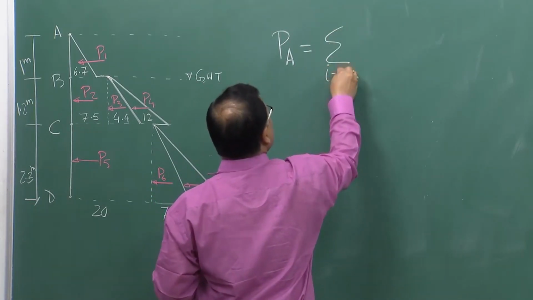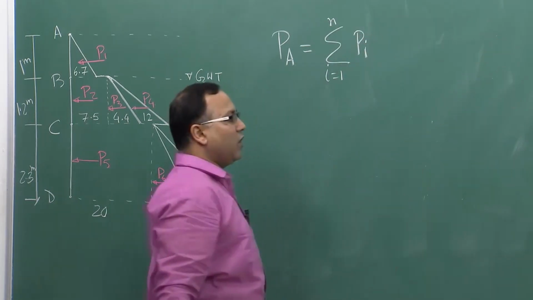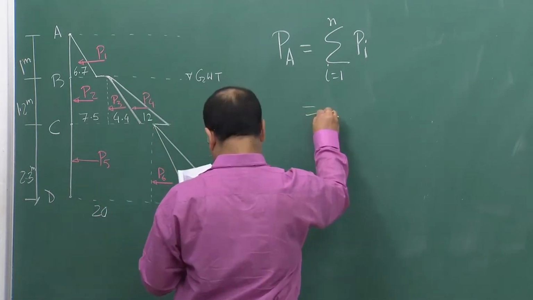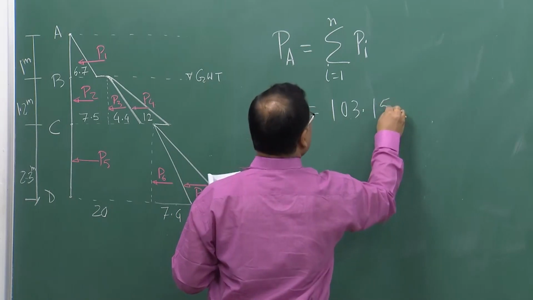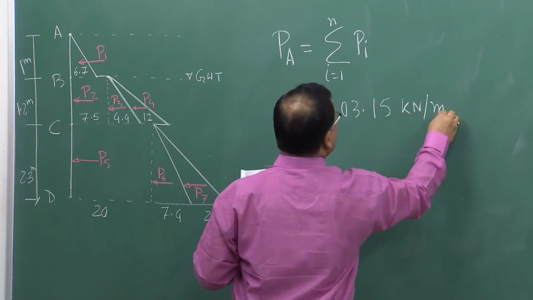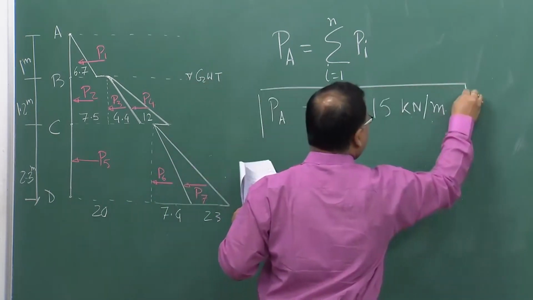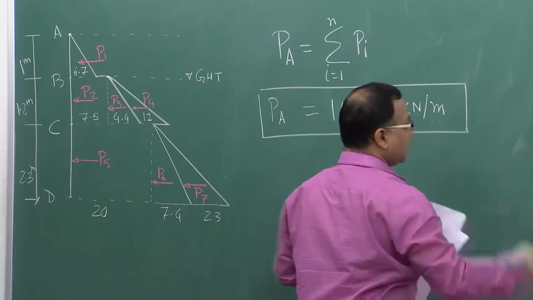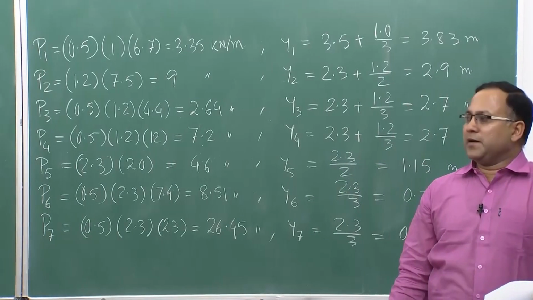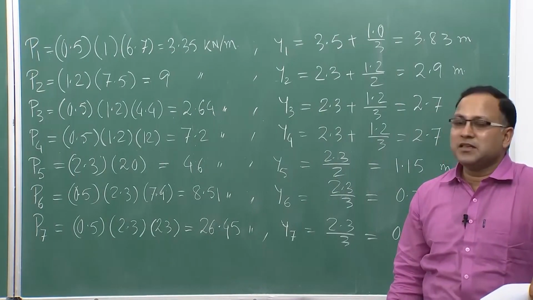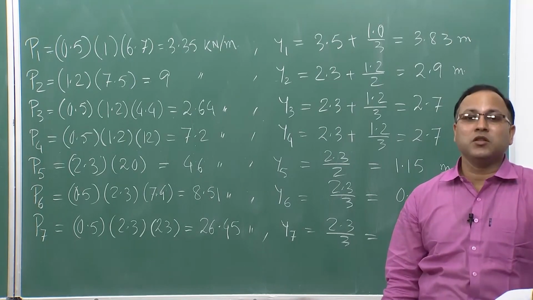Summation of Pi, i equal to 1 to n. So, Pi is P1 to P7. If you add them, that gives me 103.15 kilonewton per meter run. So, this is your PA. This is the resultant thrust. Whenever you are asked to find the resultant thrust, you have to calculate like this. So, this is the total active thrust on the wall.